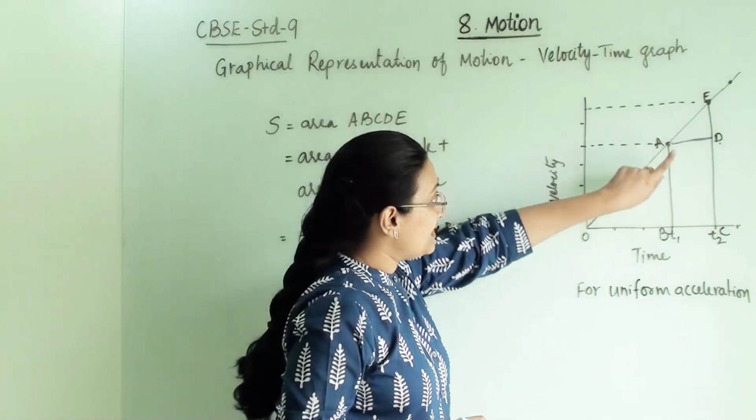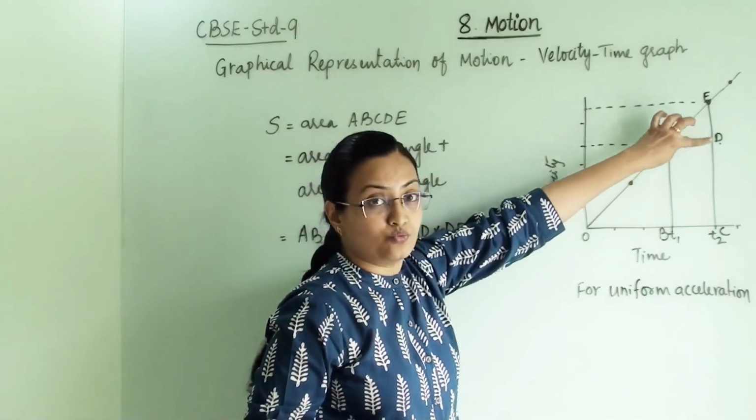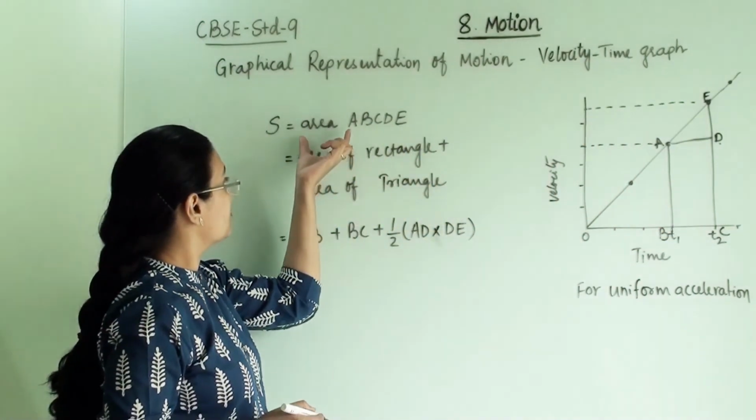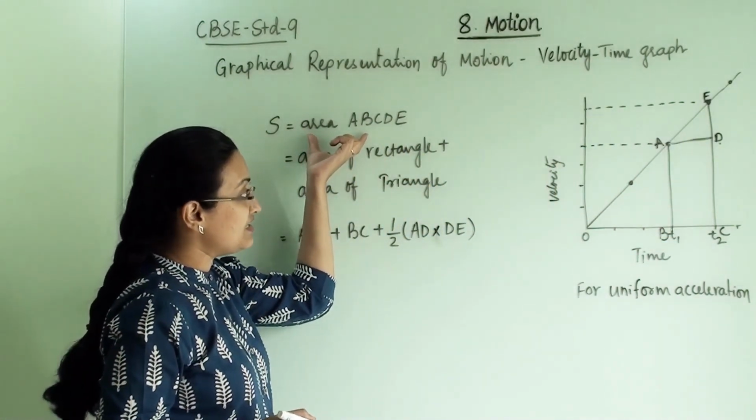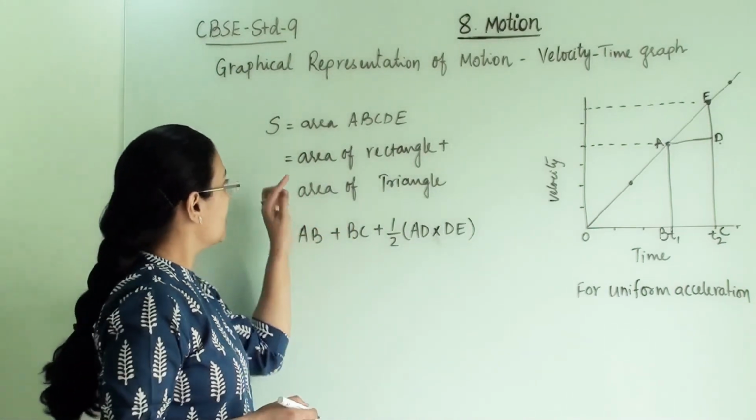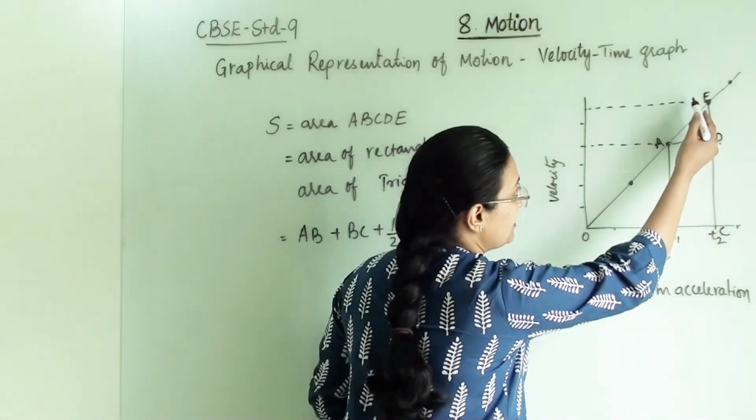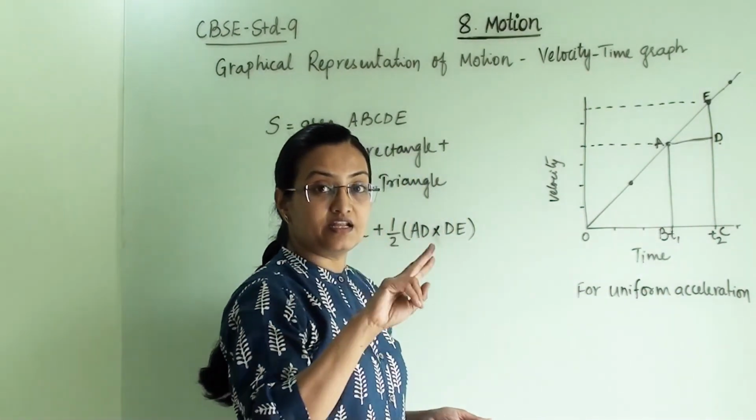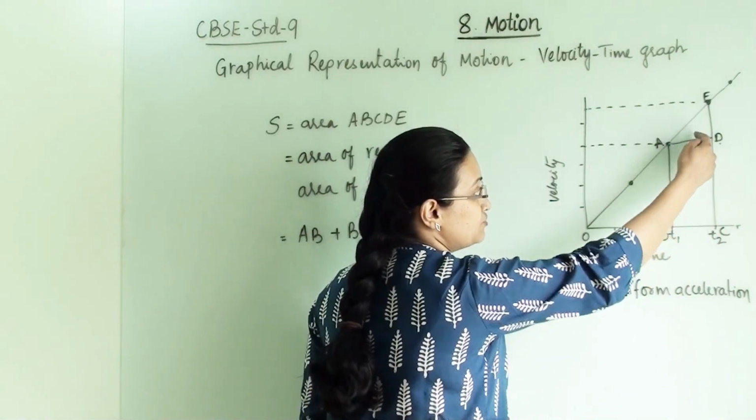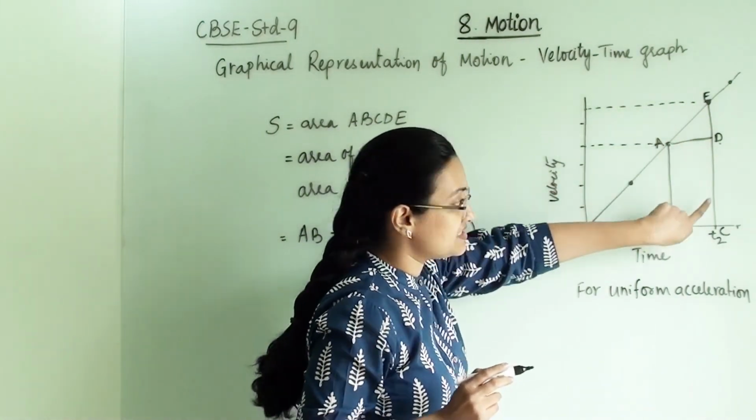So the full area of A, B, C, D and E we will find out. Once we find out this full area, we will get the distance traveled. So area ABCDE will give us how much distance has been traveled by an object. So here we have divided this full area into two separate areas, that this is a triangle and this is a rectangle.